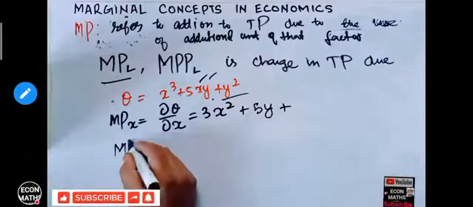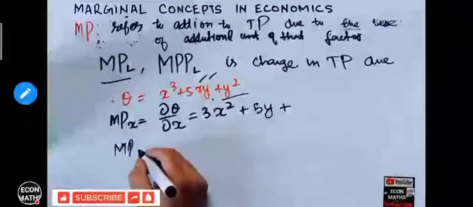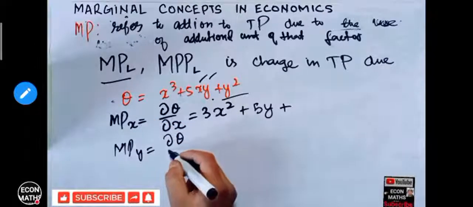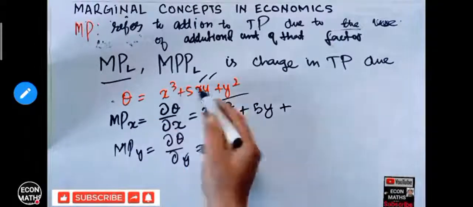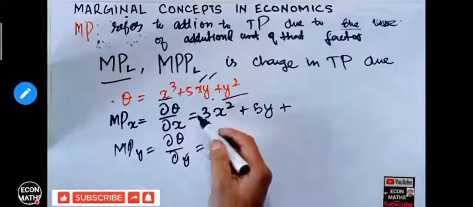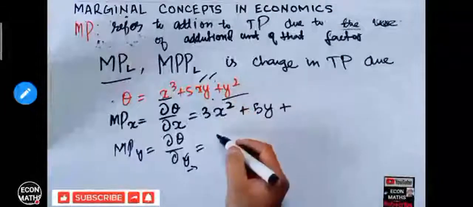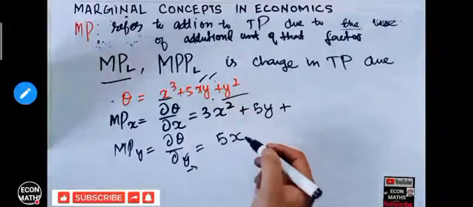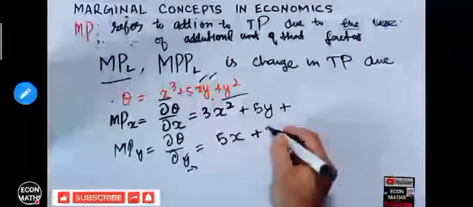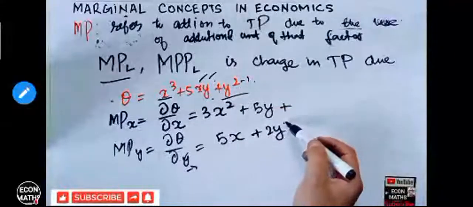Similarly, the marginal productivity of the other input, that is y, is simply the partial derivative of this function Q with respect to y. So now we differentiate with respect to y. The derivative of x cube is 0. Here x is assumed constant since we are differentiating with respect to y, and the derivative of y is 1, so we get 5x plus the derivative of y square, which is 2y. Okay, this 2 becomes the coefficient, and the power is subtracted by 1, so we get 2y.